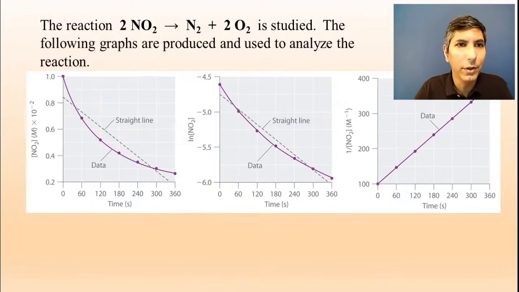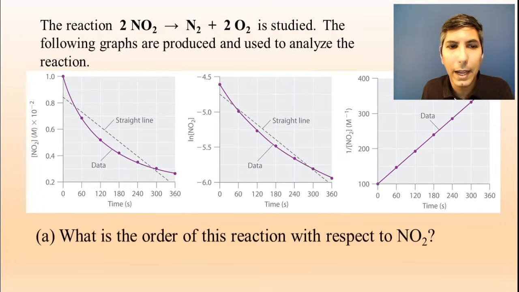Here we have a reaction. 2NO2 yields N2 plus 2O2 is studied. The following graphs are produced and used to analyze the reaction. So part A asks, what is the order of this reaction with respect to NO2?